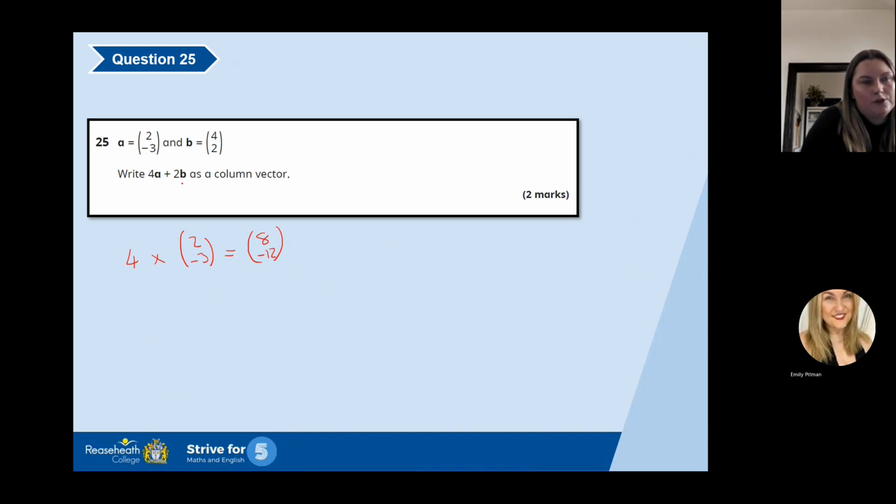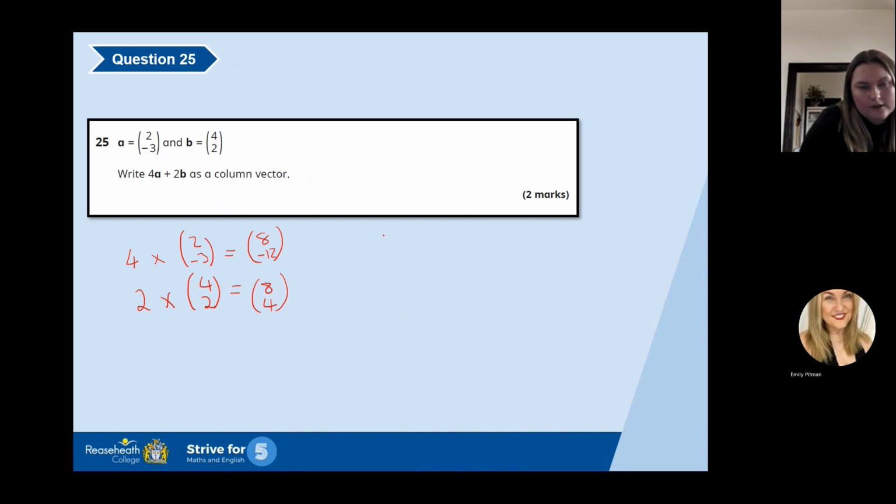Then we need to do the 2b part. So we've got b equals (4, 2). So 2 times (4, 2). So 2 times 4 equals 8. 2 times 2 equals 4.